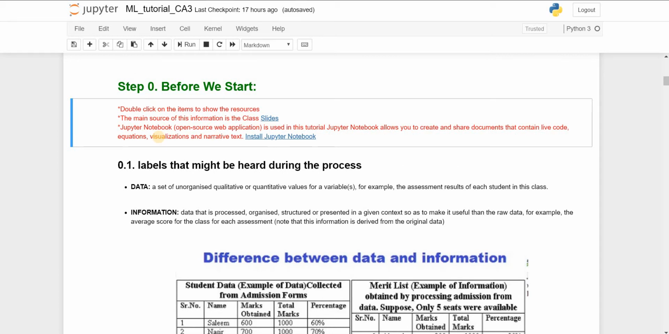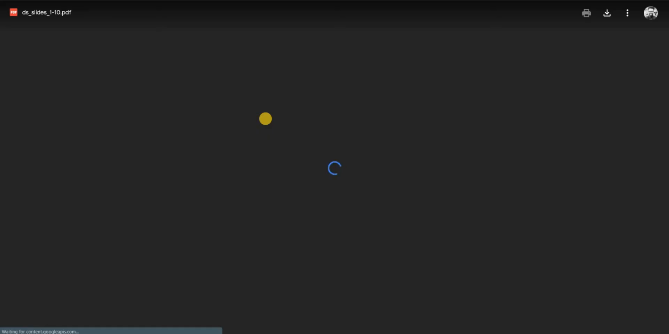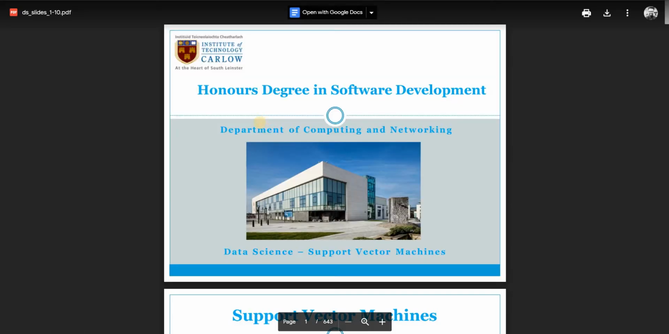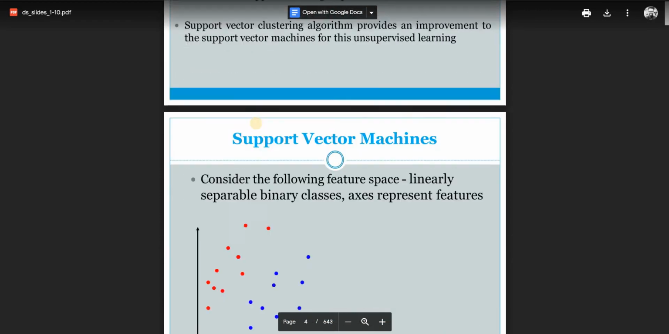This machine learning tutorial was designed in Jupyter Notebook, so to have a better understanding and running of this tutorial, I advise you to install Jupyter Notebook on your devices. At the same time, I advise you always to refer to the main class slides given to us by our teacher, Greg Doyle. They always have the useful and correct information.